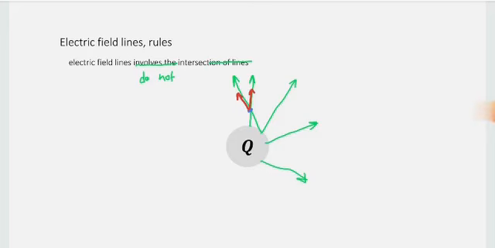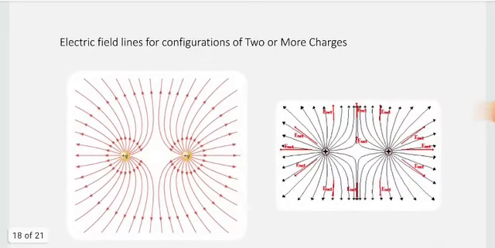Source charge. Okay, now this is more challenging. If there are two or more charges, the electric field will also interact like this. So this is the case if meron kang dalawang positive charges that are identical. Ibig sabihin, they have the same number of coulombs.